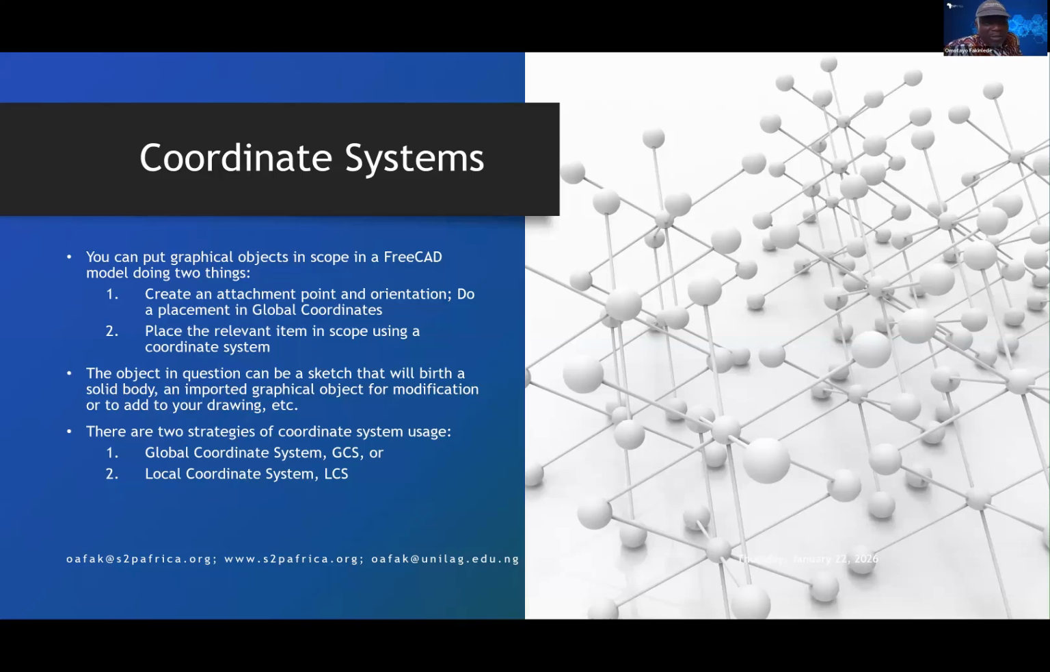You can put a graphical object in scope in a FreeCAD model by doing two things. The graphical object you have may be a primitive like a cylinder or a cube or cuboid. Since the thing is big, you decide an attachment point. It is that attachment point you place in the global coordinate system. When you do that, that is a placement. So if you are doing an assembly and you have three objects, you know precisely where those objects are located.